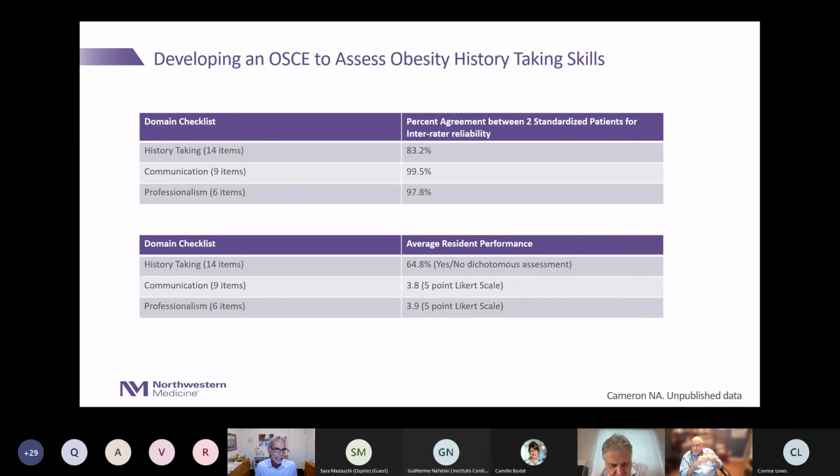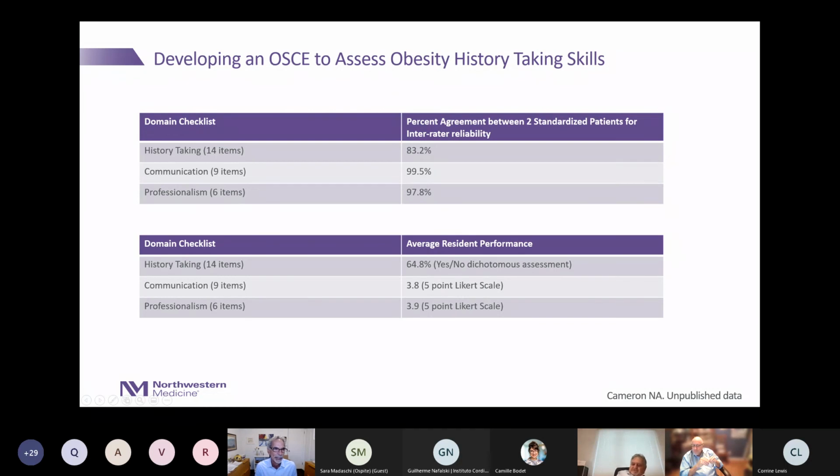And if we look at our residents in Northwestern, they actually did really well in communication and professionalism. They scored almost a 4, which is not excellent, which is a master level, but acceptable level. But their history taking skills were not so good. It was just a yes or no, and they scored under 70%, which means they have a lot of work to do. So that's just an example of work that's going on.